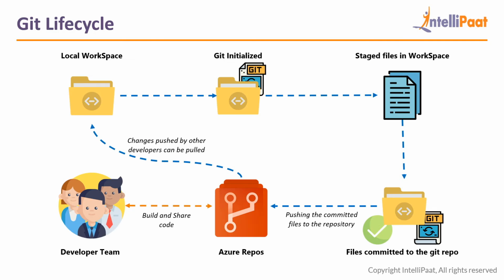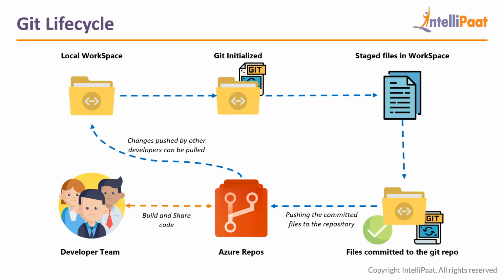So the Git lifecycle, this is the same, guys. This is the same as GitHub. So you will have a local workspace, which is your local system, and then you git initialize that folder. Once you do that, you might add some files, or there might be some files already, and then you stage those files. Once you have staged it, you will commit those files to the Git repository.